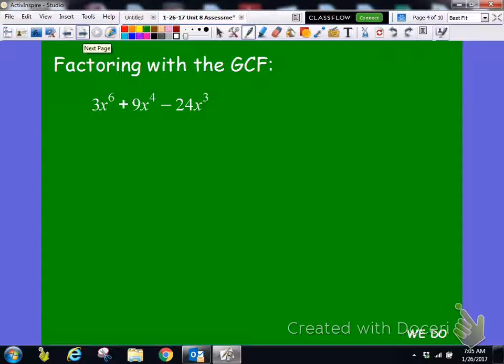Alright, going forward, factoring with the GCF. Alright, so we have to remember that GCF means greatest common factor.